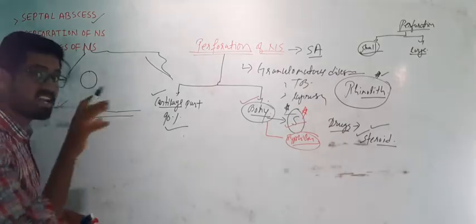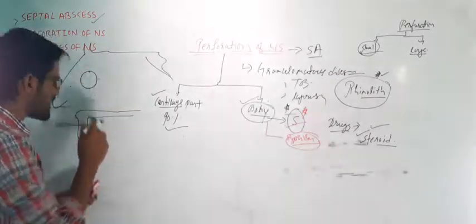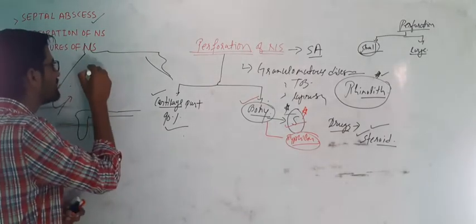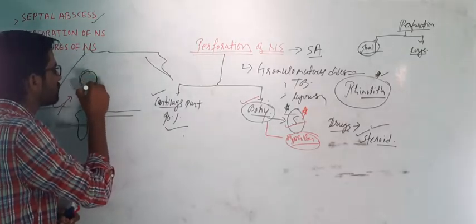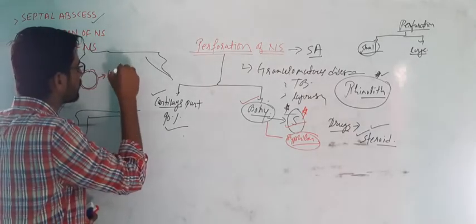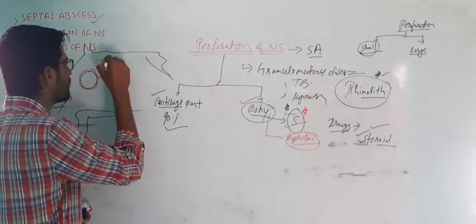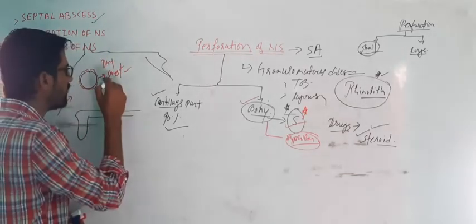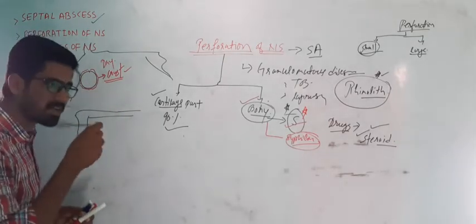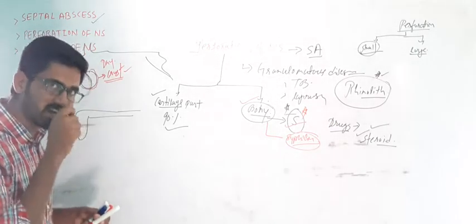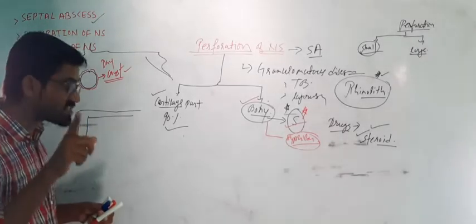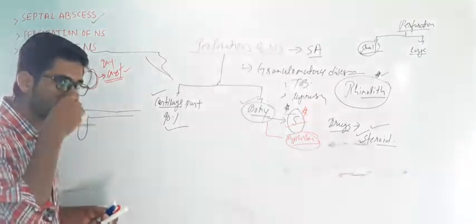But if the perforation is large, what will happen when gases enter from here? The edge of this perforation will convert into a dry crust. So it will make crust-like structures surrounding this perforation, right? The patient thinks there is something like a foreign body, so the patient wants to remove it, and there will be epistaxis, nose bleeding, once the patient removes it.